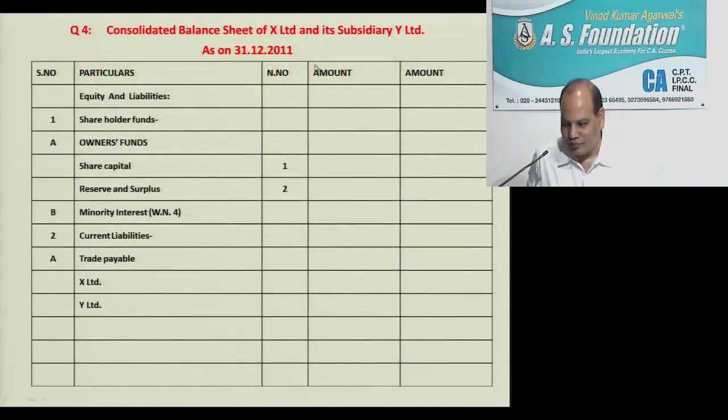Okay. So first we will write the heading. CBS of X Limited as on 31/12/2011. This is the liability side. Do it yourself, liability side. Below this you write asset also on your own. Quickly. You don't have time today. You have to complete 2 more columns after this.